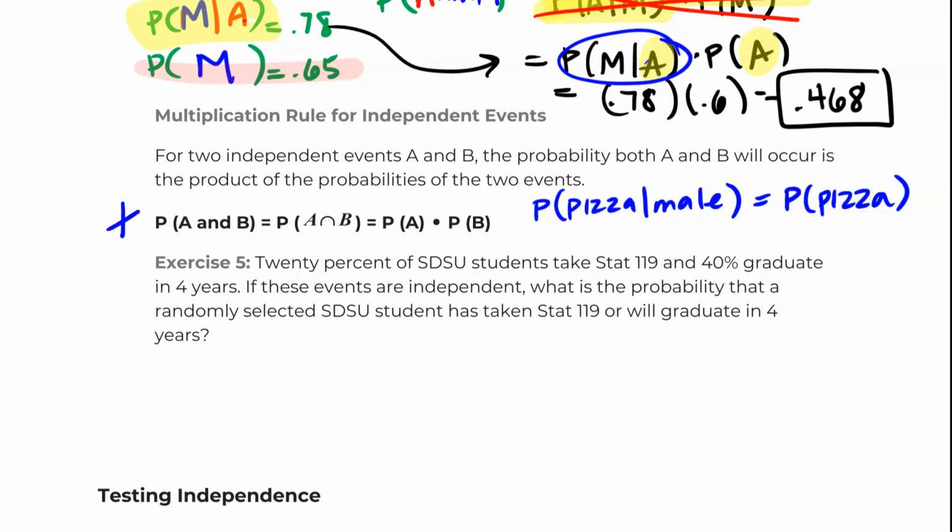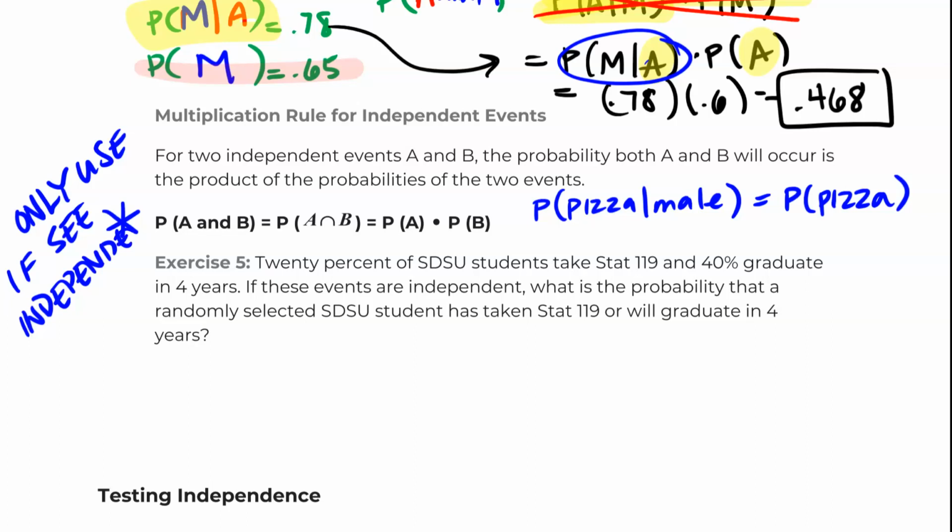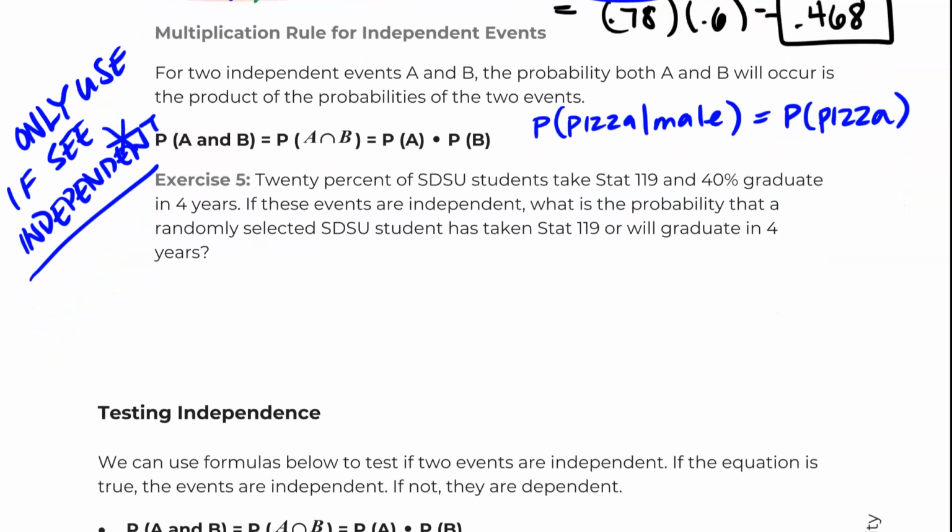So this is something to only use if you see the word independent. There are times, yes, that you could decide things were independent, but for the most part, in those situations, you probably won't even be doing this. Just keep in mind, if you haven't seen the word independent, you probably aren't going to be using this rule. So let's see how this will play out on a potential test question.